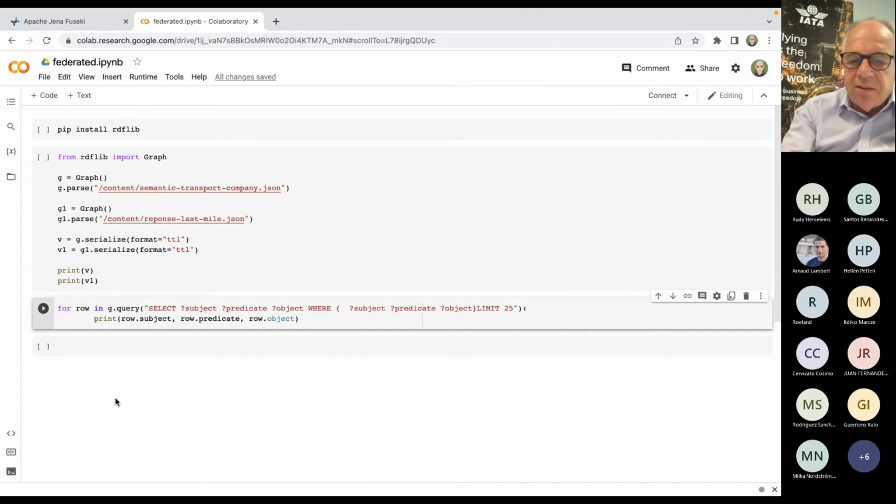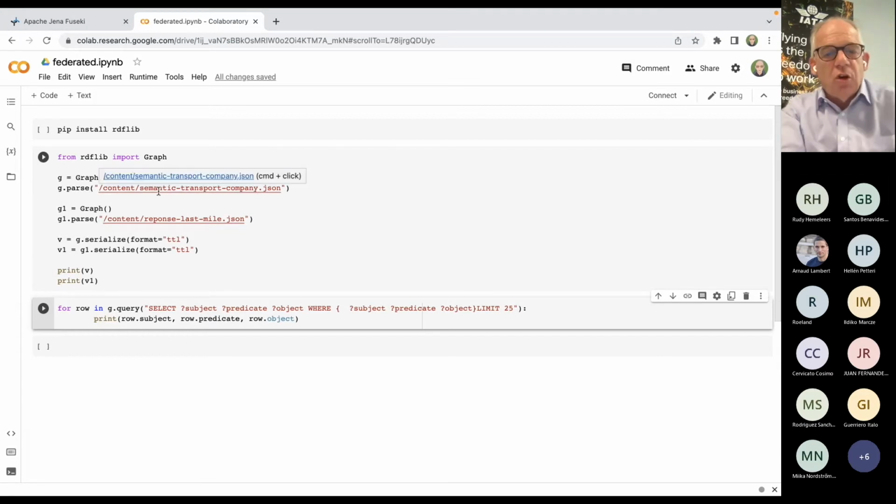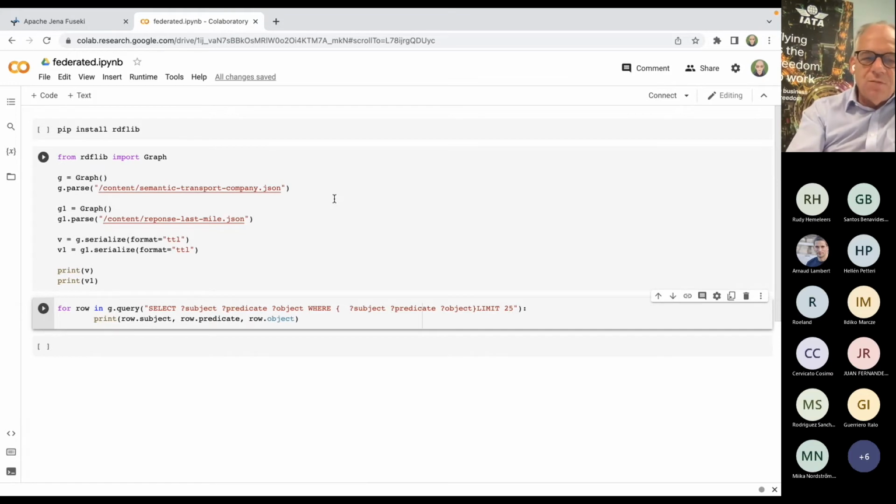Again, don't worry, Python is not your thing. I know it isn't. The only thing I want you to look at is that I'm going to be loading some data here, which is what I showed you earlier. You may not have spotted that before I loaded a TTL, which is one format, and here I'm loading JSON, but that's fine too. So that's what I'm doing.